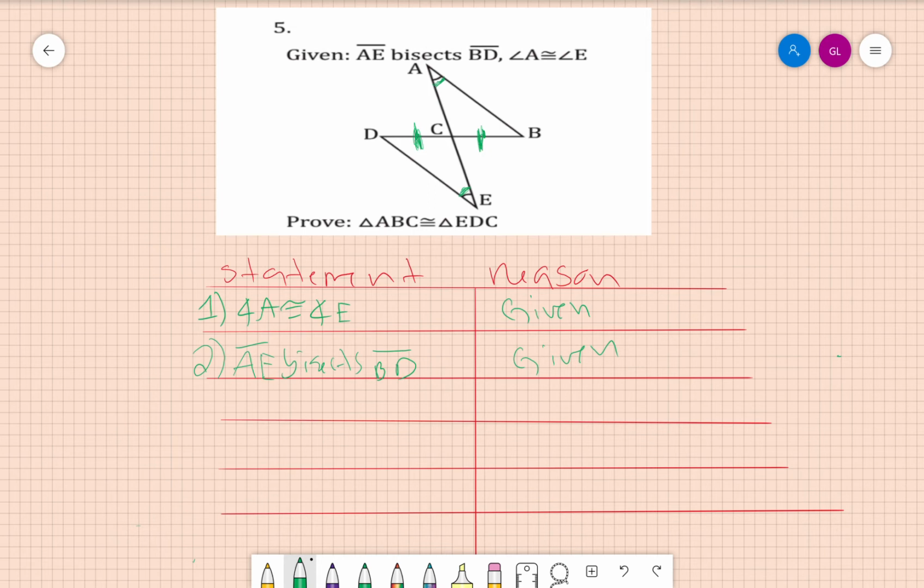Now, we already did it on the actual diagram, but I want to say that DC is congruent to CB. We're saying that because in step 2, we said that AE bisects BD, and we already drew the lines up here. So DC is congruent to CB, and we're just going to put here: definition of bisect.